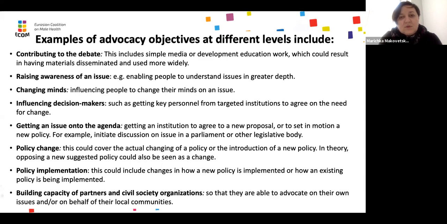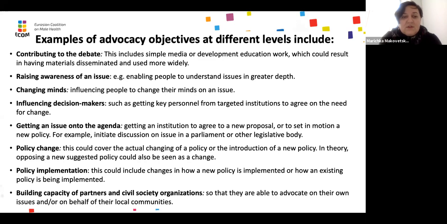Then, for example, you want to focus on changing minds, influencing people or changing their minds on the issue that you are working with. Influence decision makers. For example, getting key personnel from the targeted institutions to agree on the need to change. Let's say if you focus on the Ministry of Health, most of the top managers of the Ministry of Health should understand that this change should be made and they should be on your side.